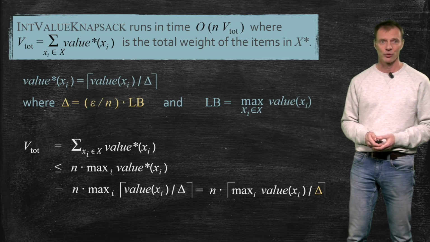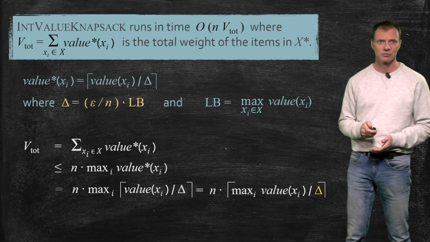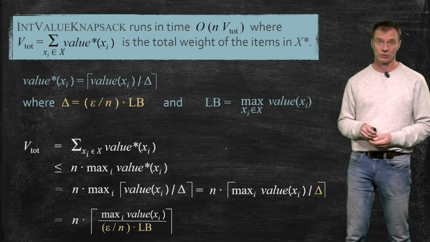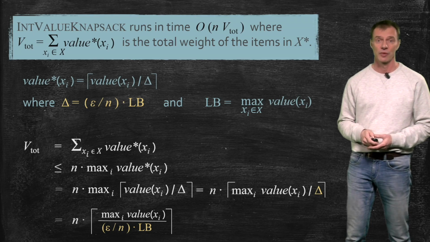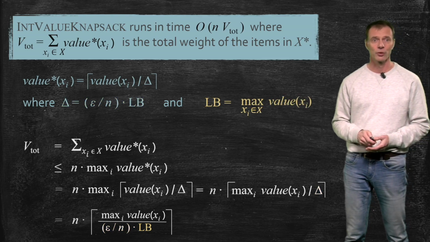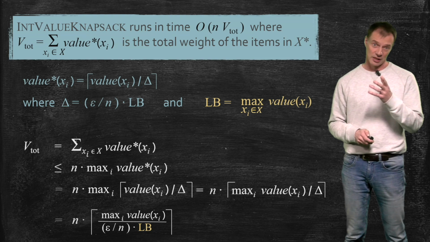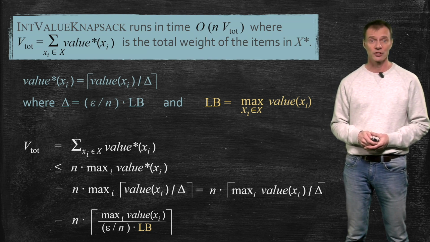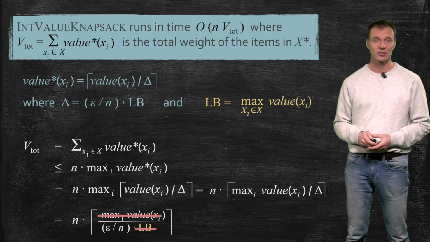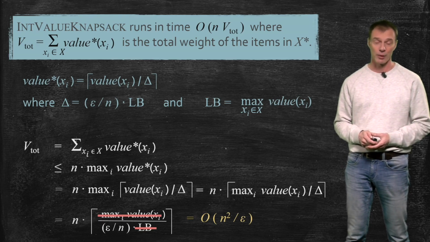So what's the value of delta? Well, we know what delta is. So let's plug it in, and what we get is the maximum over all the values divided by epsilon divided by n times the lower bound. And a little bit of rewriting involving what the lower bound is gives us now what we want. The lower bound is equal to the maximum value, so this nicely cancels out. So what we get in total is n squared divided by epsilon.